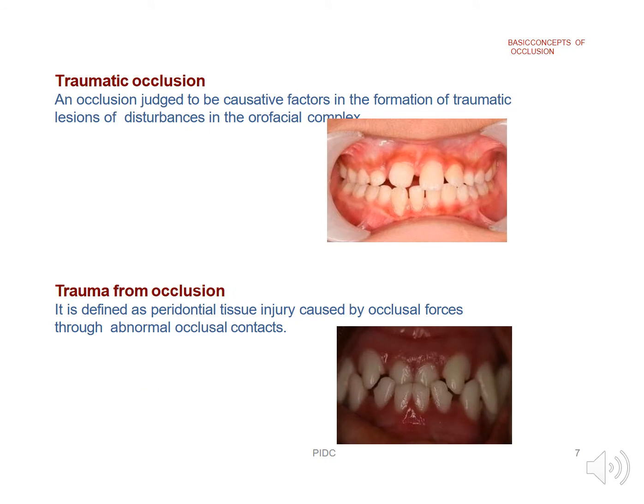Traumatic occlusion and trauma from occlusion more or less carry the same meaning. Traumatic occlusion is an occlusion judged to be a causative factor in the formation of traumatic lesion or disturbance in the orofacial complex, whereas trauma from occlusion is defined as periodontal tissue injury caused by occlusal force through abnormal occlusal contacts. Sorry for the spelling mistake, it should be periodontal tissue injury. So in both photos, it shows that due to traumatic occlusion, the tissue injury is a gingival recession of the lower teeth.